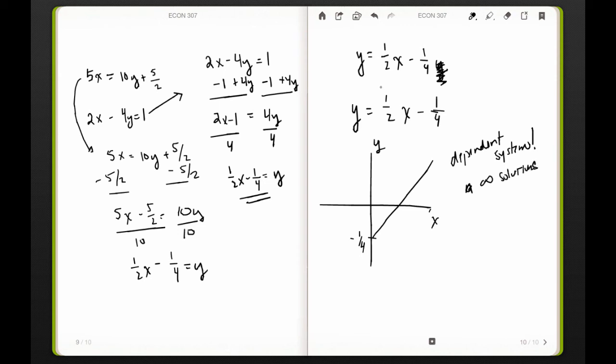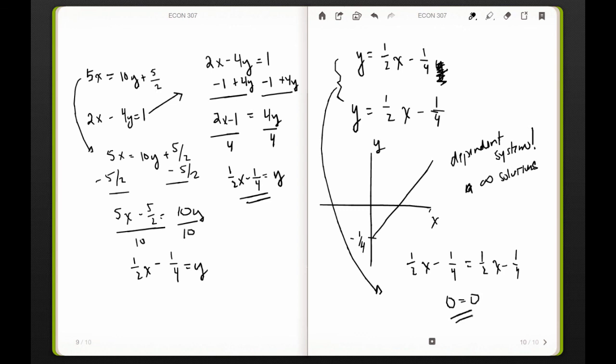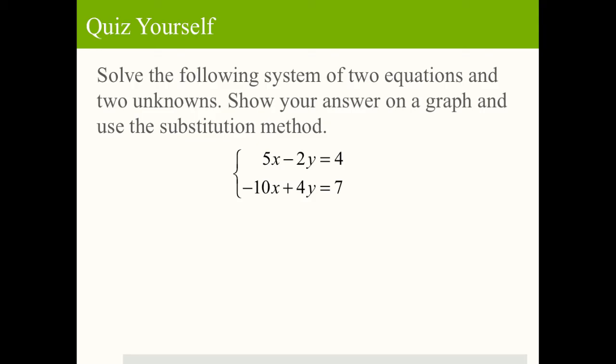We want that unique solution. So let me just show you very quickly the math. What you come up with is, of course, when you set them equal to each other, you're going to get something that is always true. So when I solve this out, I'm going to get 0 equals 0, which is always true, which indicates that it is a dependent system and there are an infinite number of solutions.